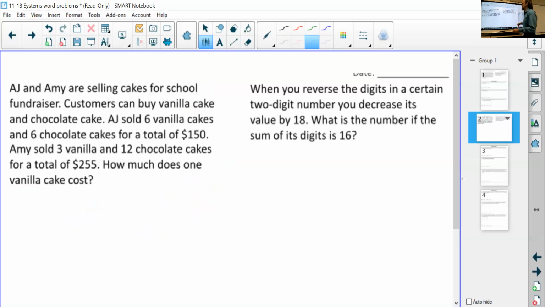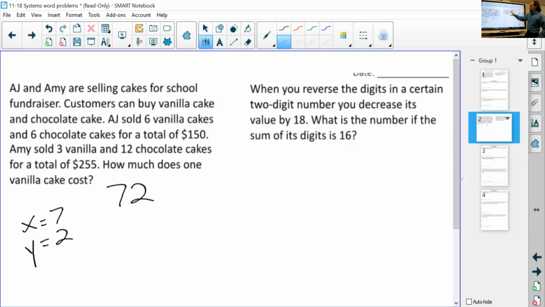Hopefully you actually paused and thought about what this equation would look like. Okay, so we have the digits in a certain 2-digit number. So let's just pick some 2-digit number. Let's say 72. Okay, so our variables are going to be each of those digits. So we would say x in this case would be 7, y would be 2. So we're just assigning each digit of that number one of our variables.